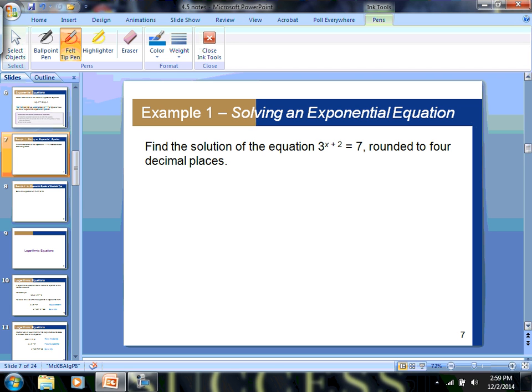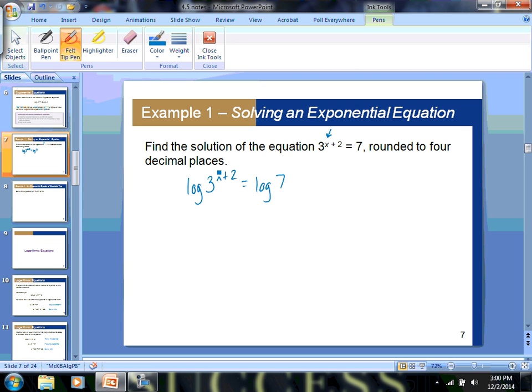Okay, so for example 1 here, it says find the solution of the equation 3 to the x plus 2 equals 7. And we want to round to 4 decimal places. Okay. So my issue with this is that that x I'm trying to solve for is in my exponent. And the only way I can get that down is if I take the log of both sides. So you can take the log or the natural log of both sides. Doesn't matter, it's personal preference. I like taking the log of both sides. Mr. Kavanaugh likes taking the natural log of both sides. Doesn't matter.